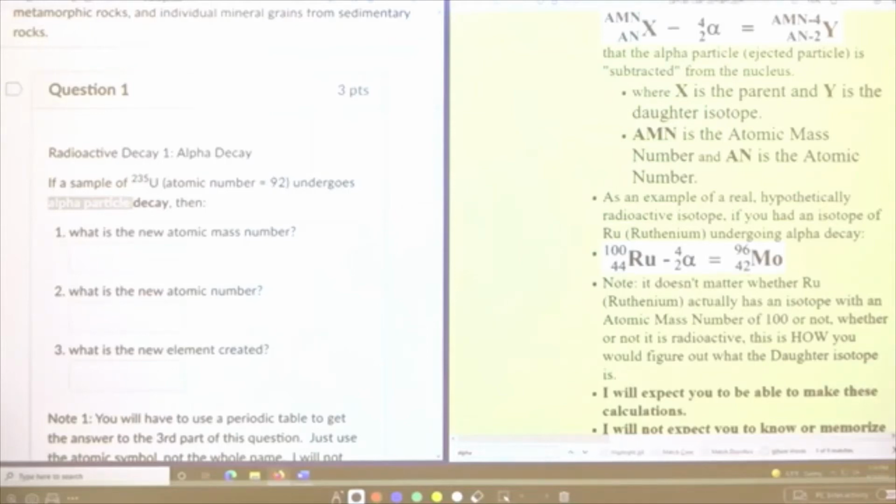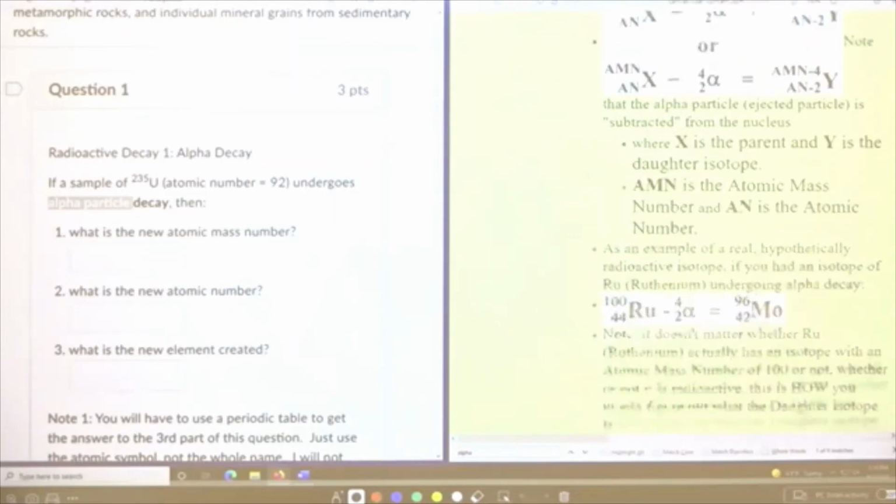Notice that because we now have 42 protons in the nucleus, we no longer have ruthenium. And this is a characteristic of all types of radioactive decay. You always change the number of protons in the nucleus, which means you change the atomic number, which means you change the element. So you will never start out and finish up with the same element. Okay? So that's alpha decay.